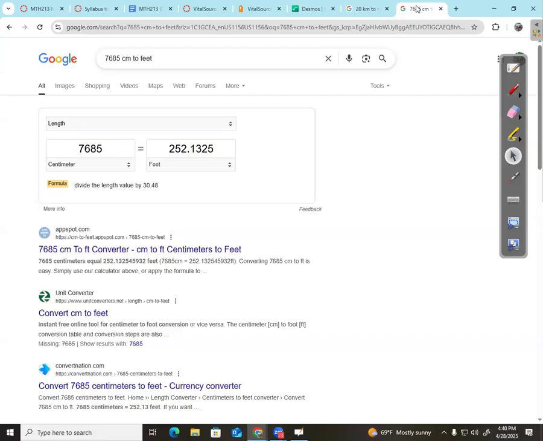Okay, that's interesting. It also gives like below it, you can look at the decimal version too. Yeah, and then it gives us a tip to divide by 30.48. Where the hell did it get that?